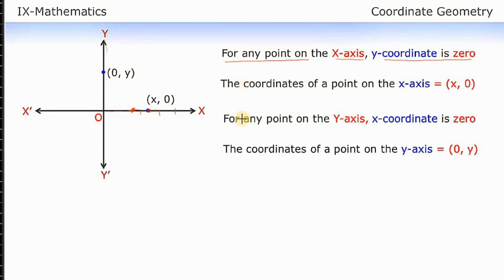Similarly, for any point on the y axis, the x coordinate will be 0. And one more thing, the coordinates of a point on the x axis: whatever x value you choose will be given, and the value of y will always be 0 on the x axis. But on the y axis, the value of x will be 0 and the value of y will be given. So the coordinates of a point on the y axis are (0, y).